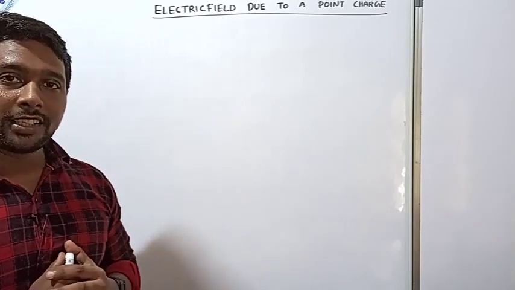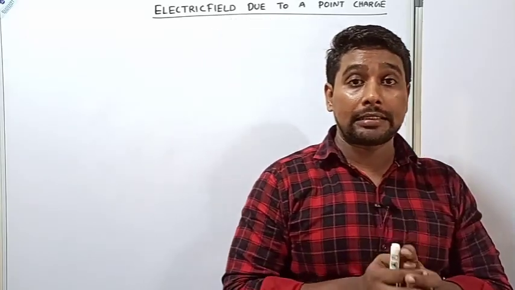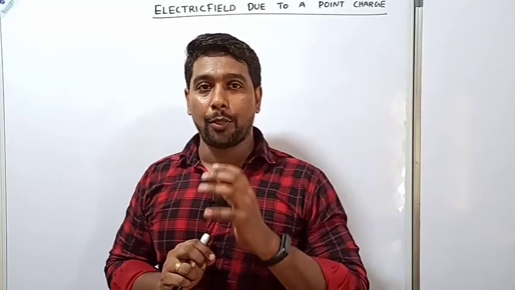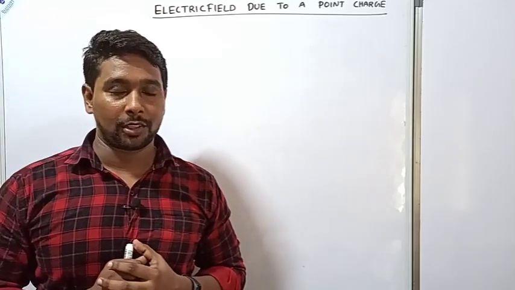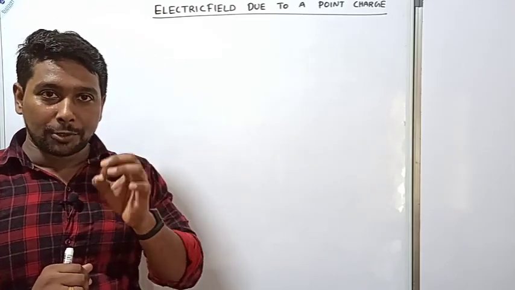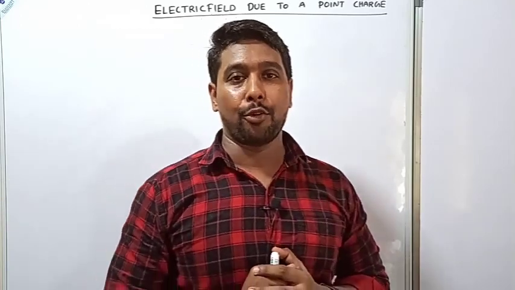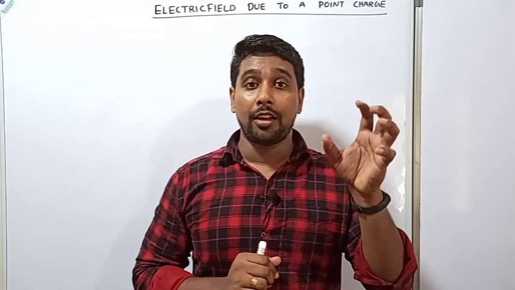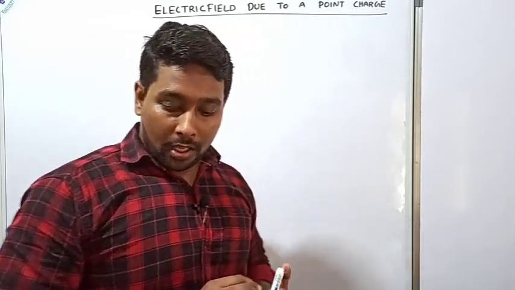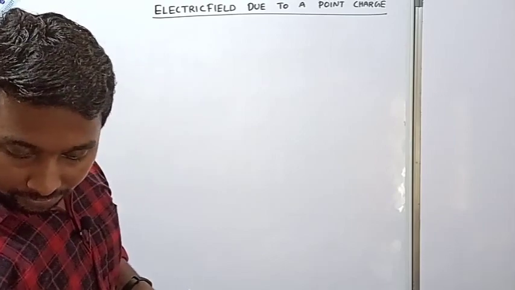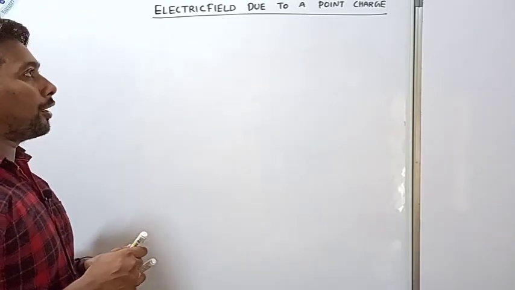Electric field was the space around a charge in which a unit test charge experiences a force. Those regions we call electric field. A test charge means we are considering a positive charge which experiences a force. Now we are going to find the electric field due to a point charge.